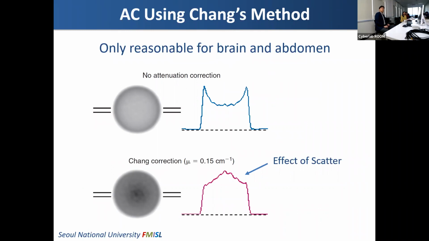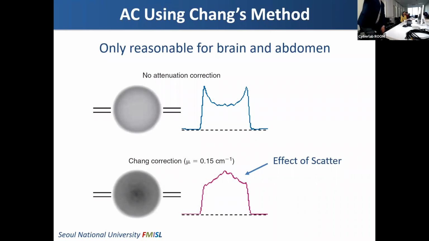But if we use the narrow beam attenuation coefficient for the SPECT attenuation correction based on Chang's method, usually the activity at the center of the field of view is overestimated. Why? Do you know why?